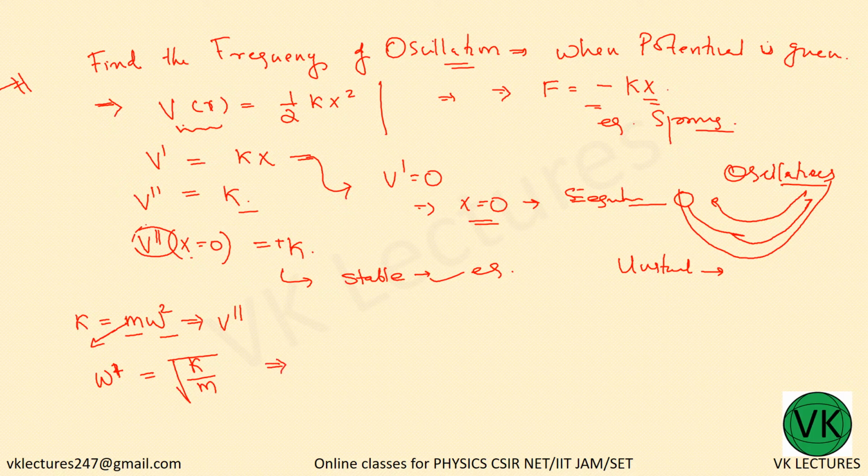Now k was nothing but our v double dash. So under root v double dash by m is nothing but omega, at the equilibrium point, at whatever equilibrium point you have, that is at that particular point. I am just writing it at x equal to a, just to give you an idea.